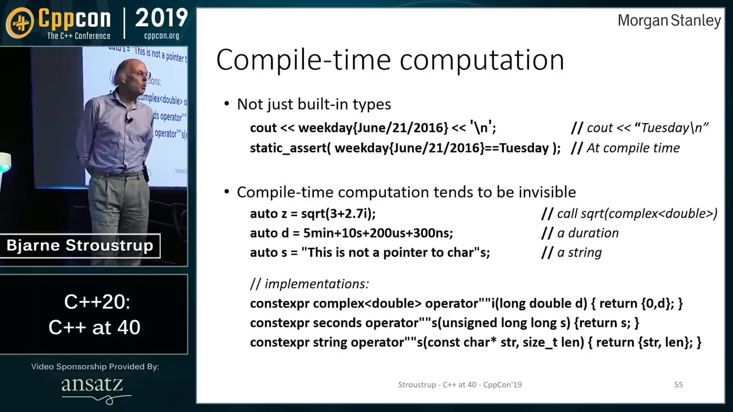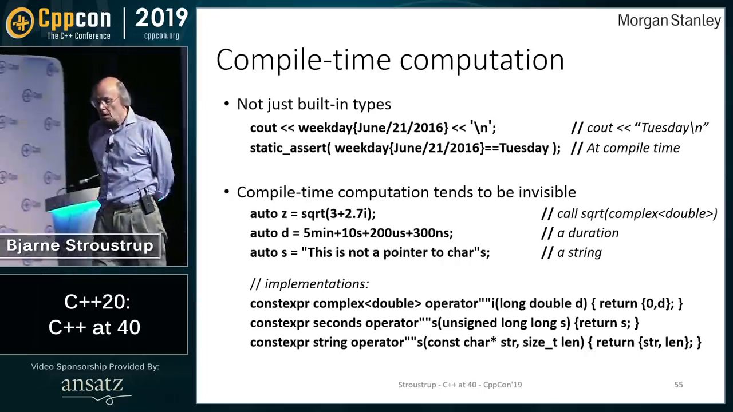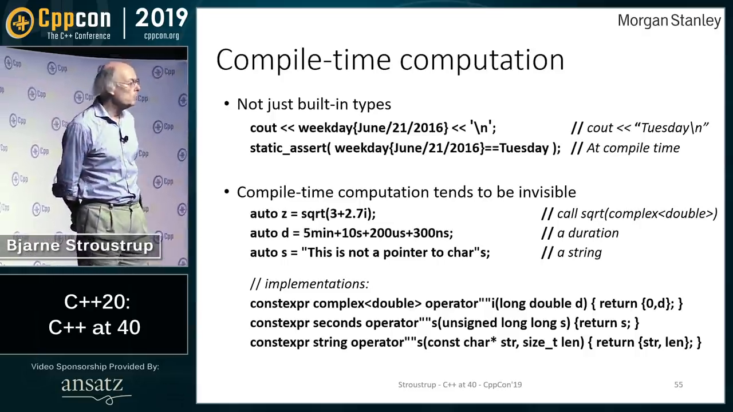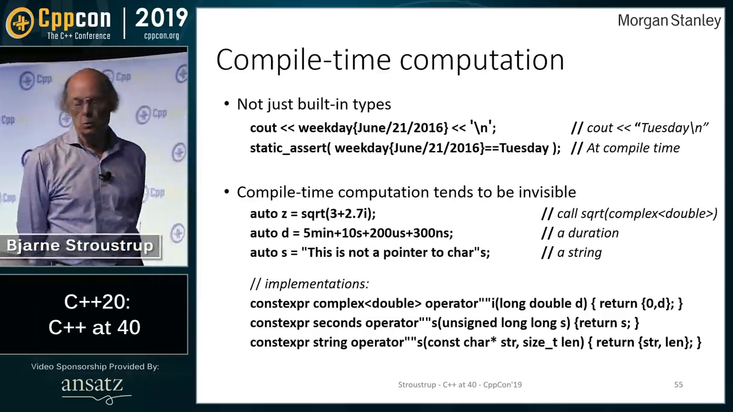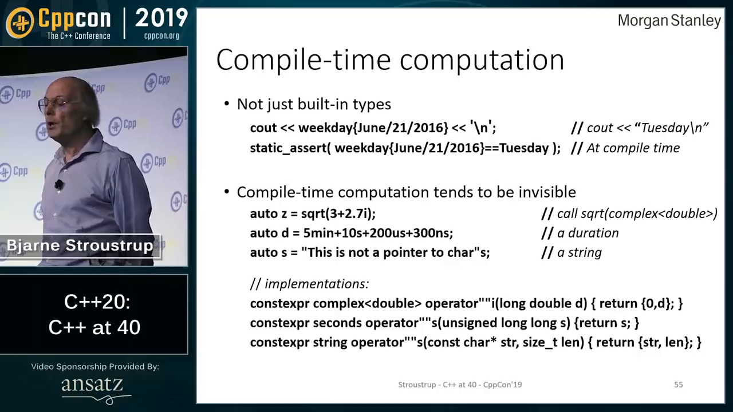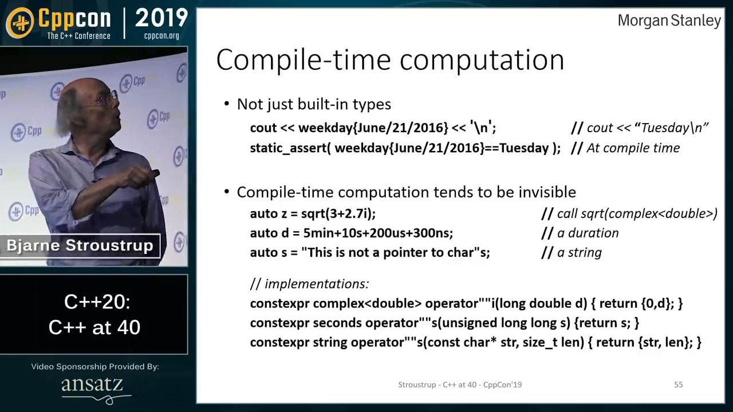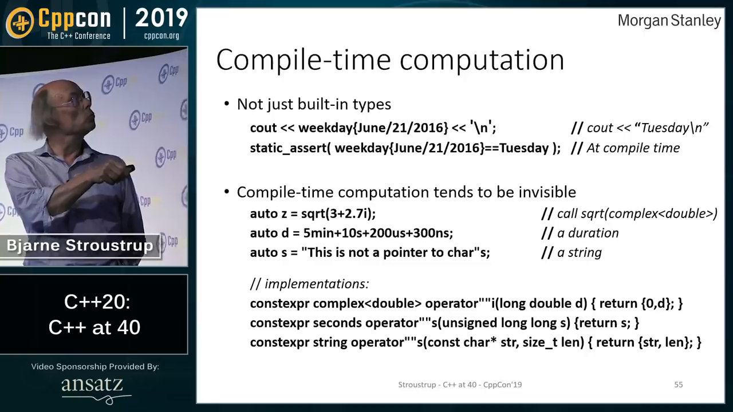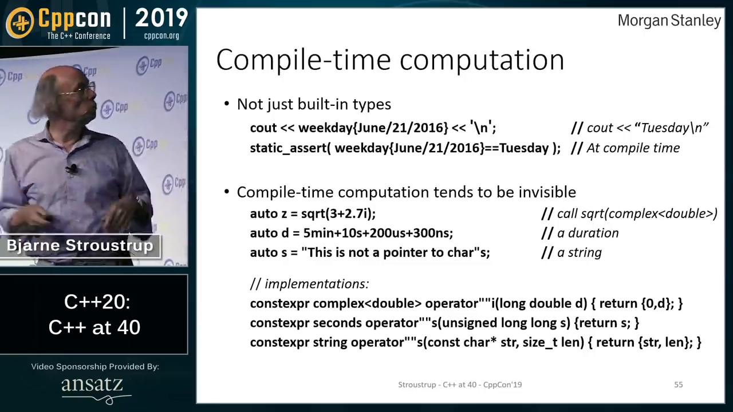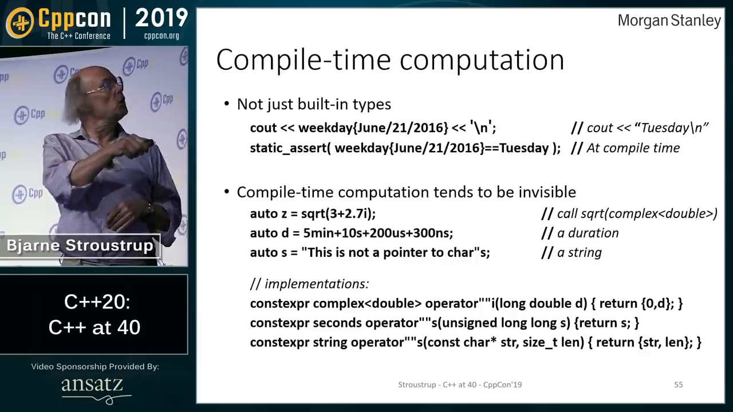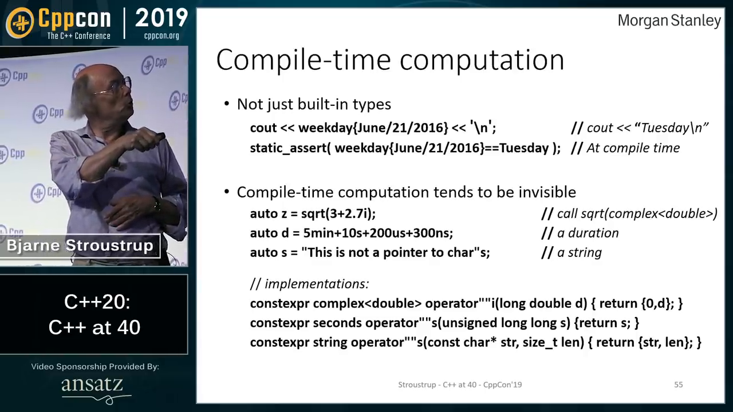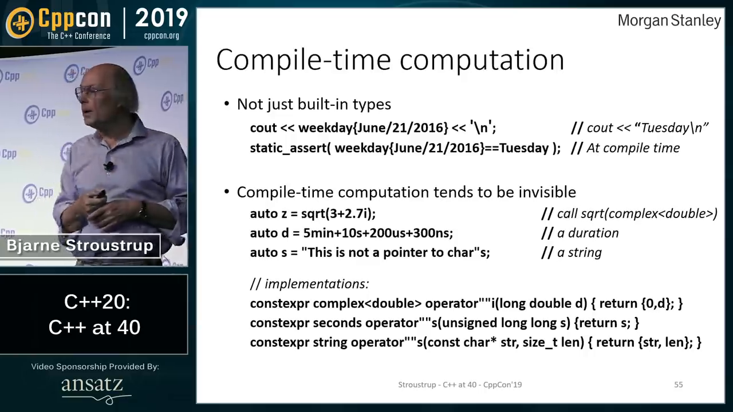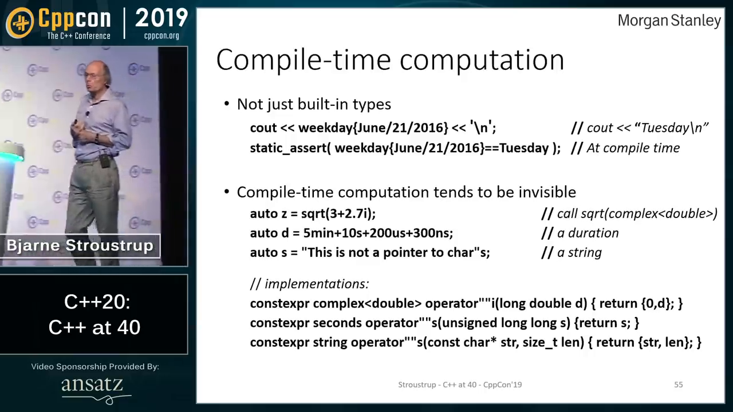And it's not just compile time computation. The C++ type system is extensible. It is meant to provide the same support for user-defined types and built-in types. So we can do that. Here's an example from Chrono, from the date library. I want to write out the weekday of some day in the past. And if I want to check it's right, I can actually have the compiler check it for me, the static_assert. That means that things like the weekday of June 21, 2016, is actually comprehensible to the compiler.